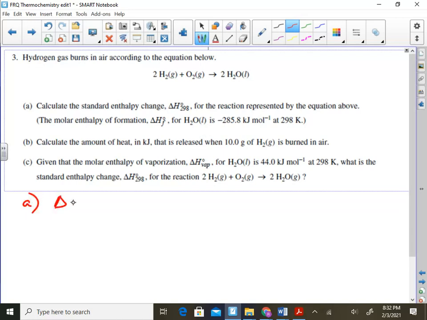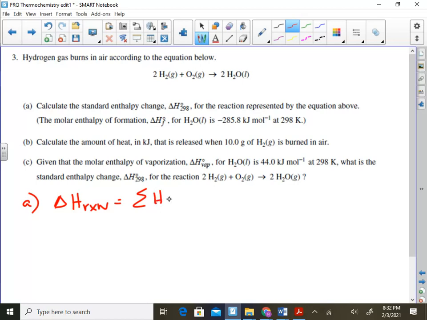So I know the heat of the reaction equals the sum of the heats of formation of the products minus the sum of the heats of formation of the reactants. So using that, we can solve this problem. Now, looking at this, I don't know the heat of reaction. That's what I'm looking for.